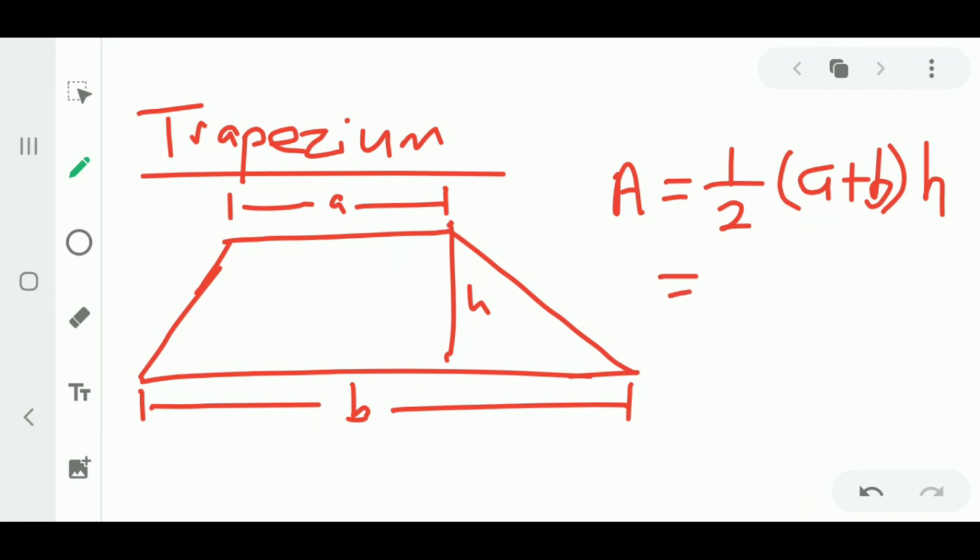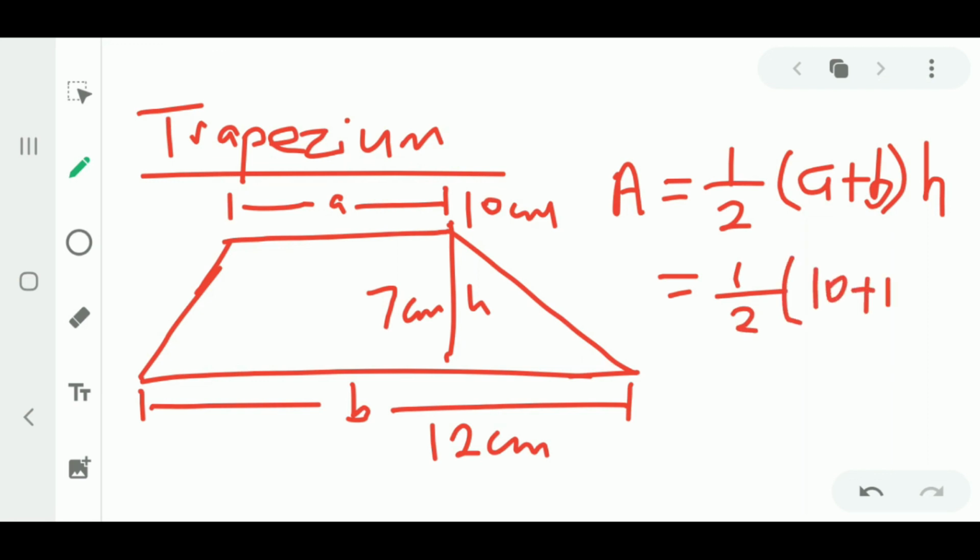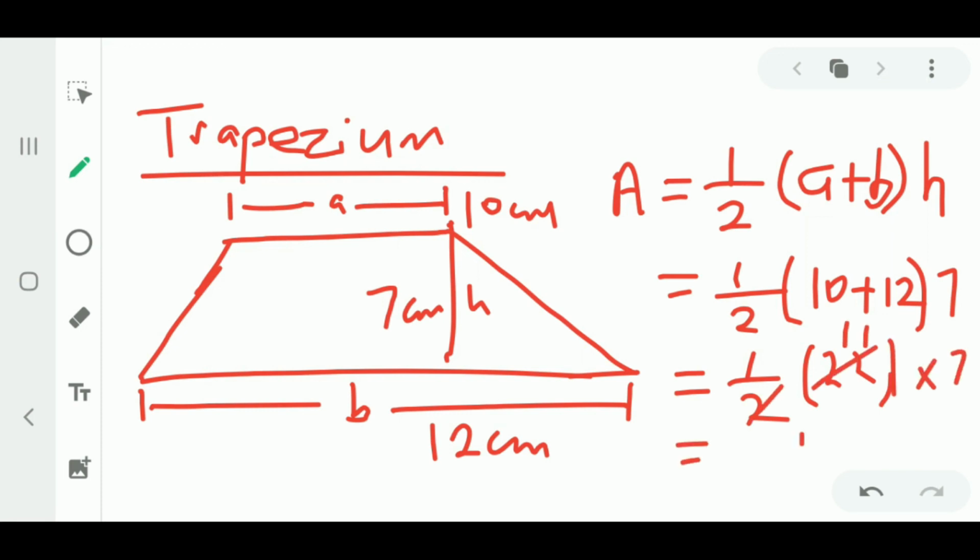So let's say A was equal to 10, B was equal to 12, and the height was 7. So it is half of 10 plus 12, times 7. So it is half of 22 times 7. So we could cancel these. That means we'll get 77 centimeters squared.